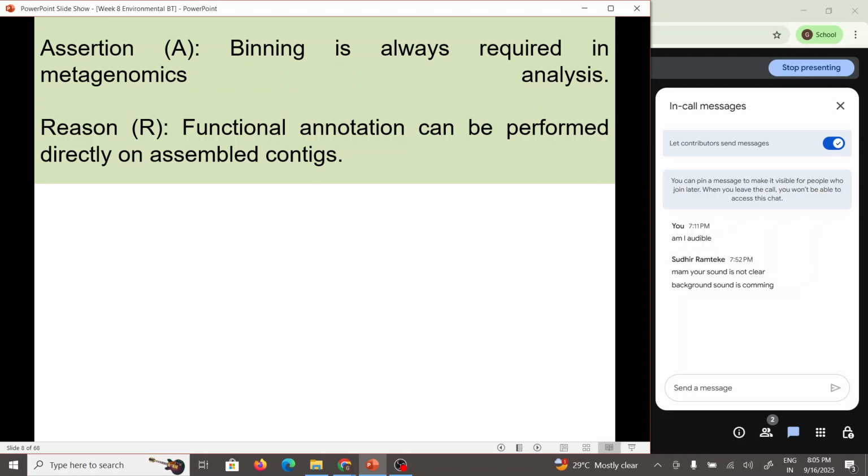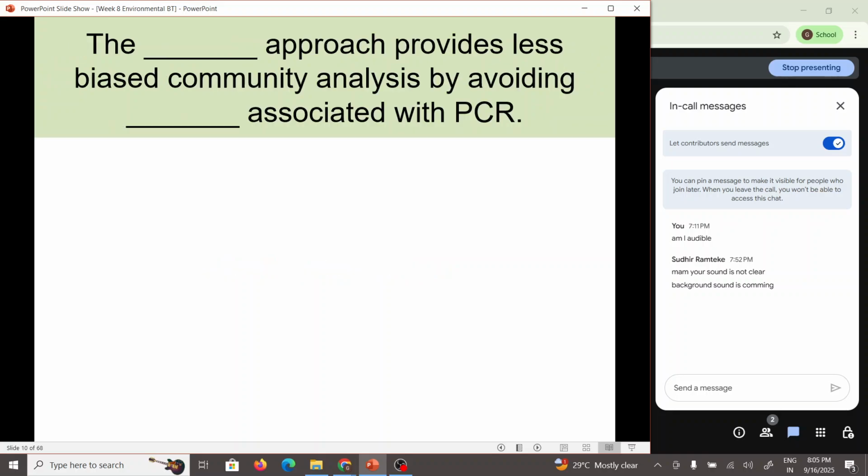So the next question is also an assertion reasoning question. The assertion states that binning is always required in metagenomics analysis. The reason is functional annotation can be performed directly on assembled contigs. So just before some time we saw that binning is required only when we have to talk about the functional annotation. So here A is false. It is not always required. But R is true. Functional annotation can be performed on assembled contigs, and only in this context we need to go for binning and not in all the contexts.